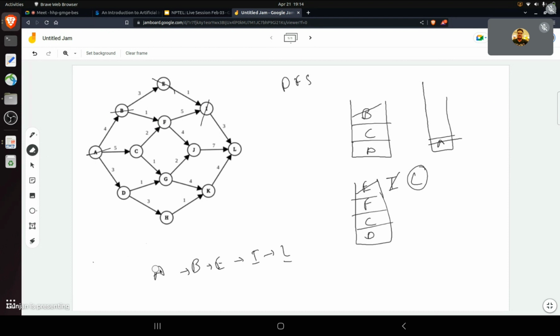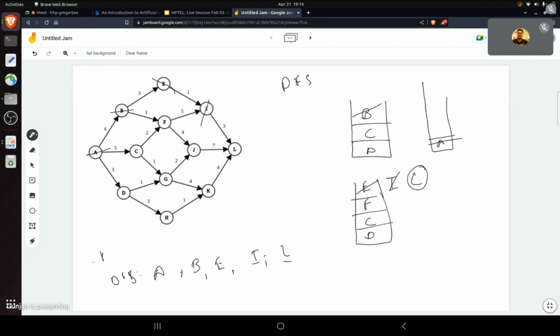So essentially, we are maintaining the order in which you explore the nodes, not exactly the path per se. However, in case of DFS, it looks so, but it might not be the case always. So it is A B E I L, right? And then this was the DFS exploration, right?